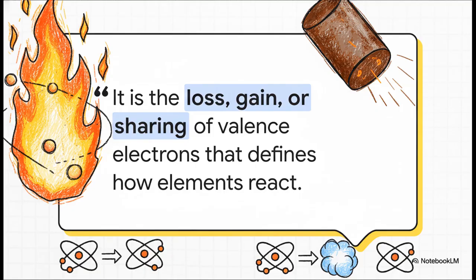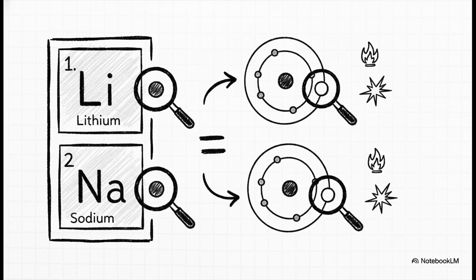Every chemical reaction you can possibly imagine, from a roaring fire to the quiet chemistry happening inside your body right now, it's all dictated by these outermost valence electrons and what they decide to do, whether they're lost, gained, or shared.